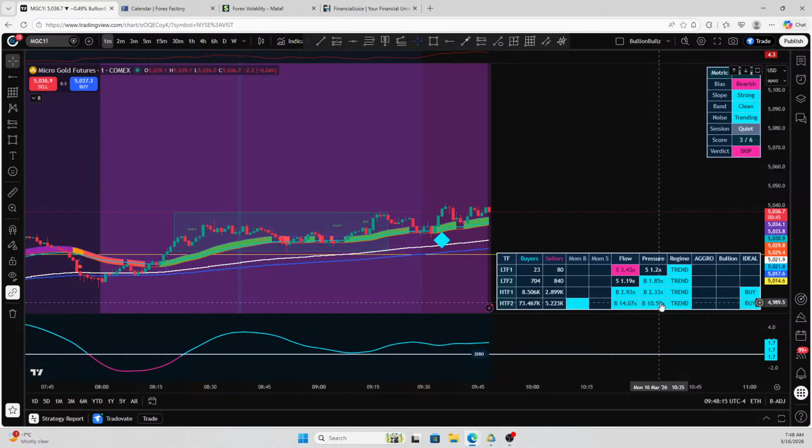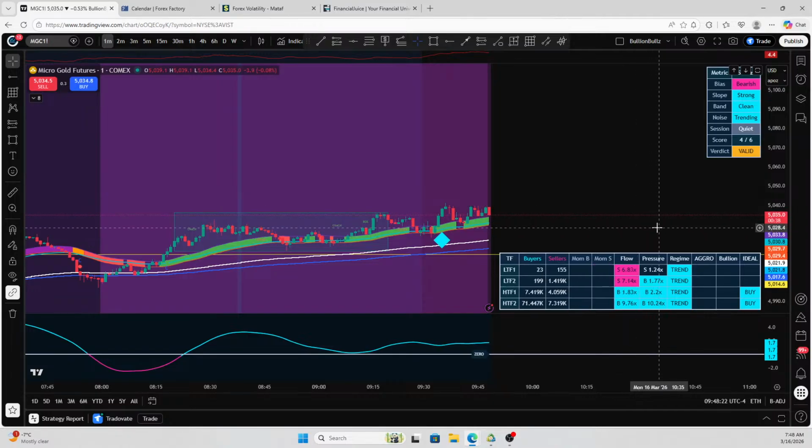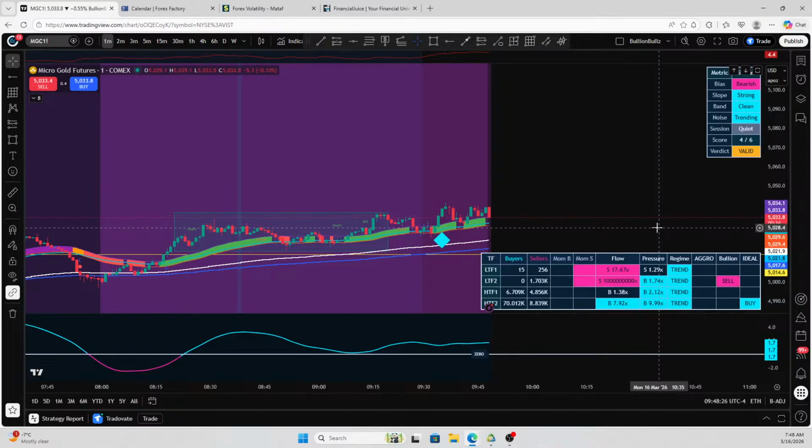In a perfect world, I would try to take a breakout opportunity here, but since the market conditions are not ideal, I wouldn't be trying to take a breakout.